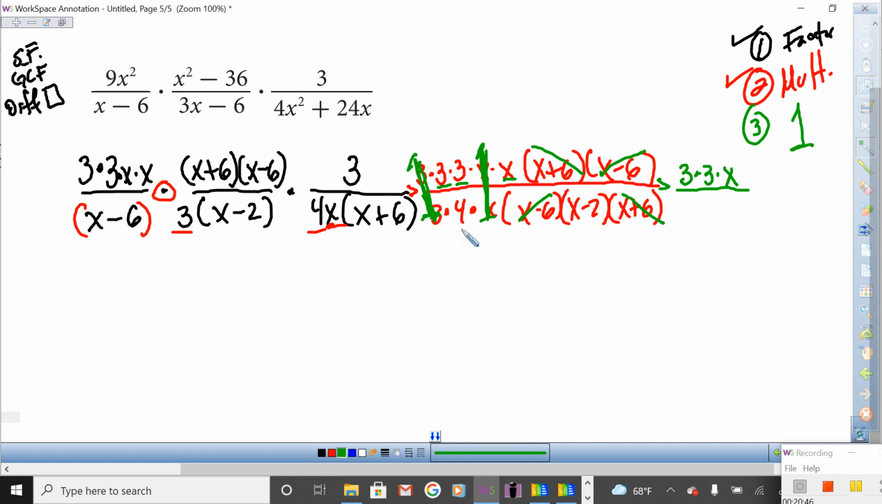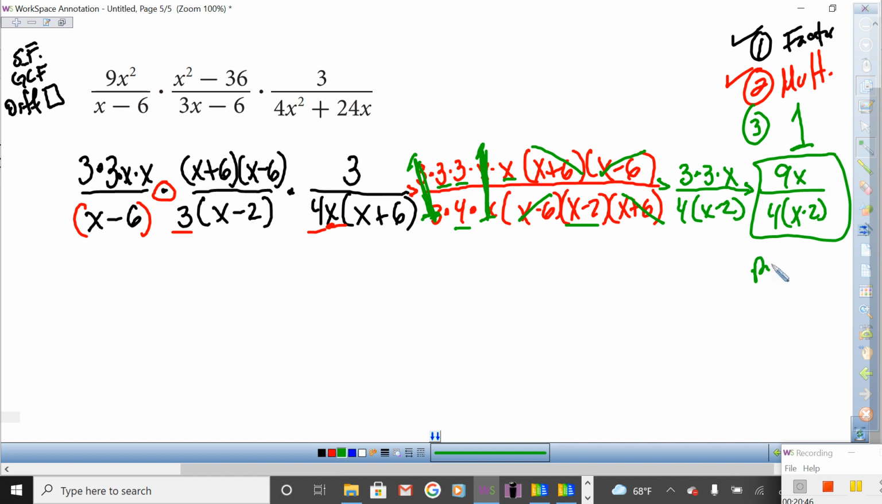And what do we have in the denominator? 4 and x minus 2. Are there any other giant ones? No. So at this point, I can simplify the numerator. This becomes 9x over 4 times x minus 2. This is my product. Check your work, please, on your home plate.